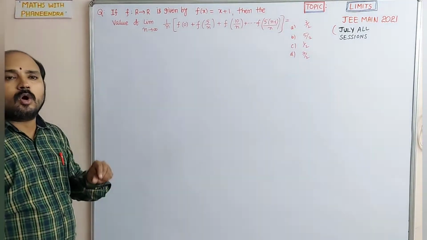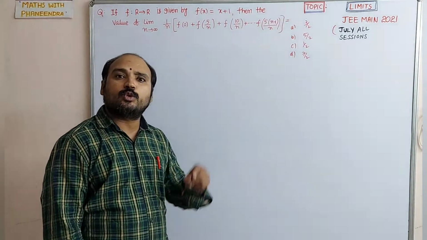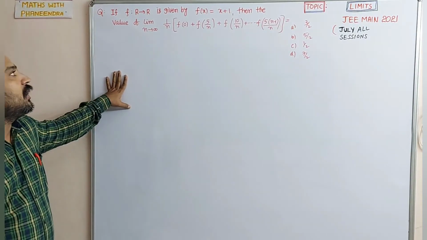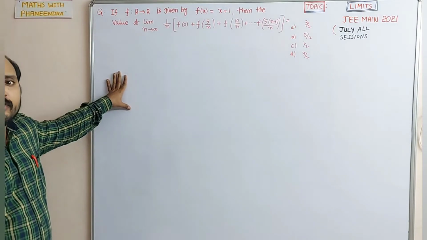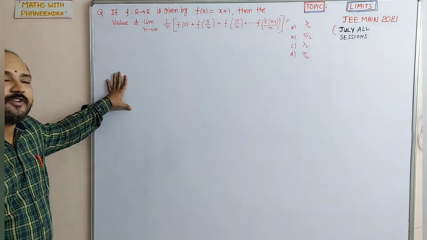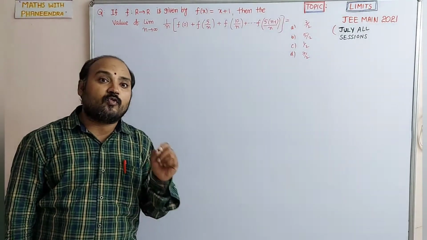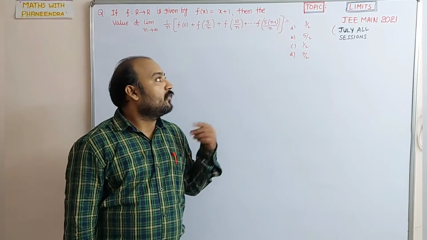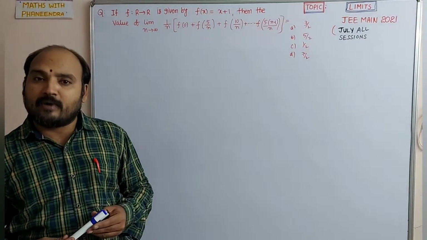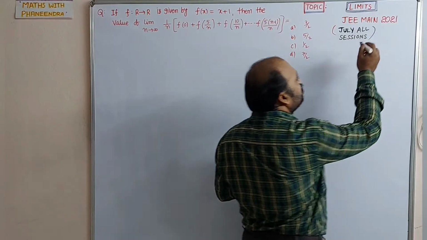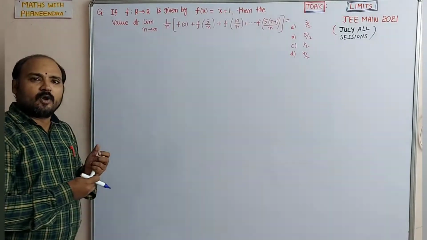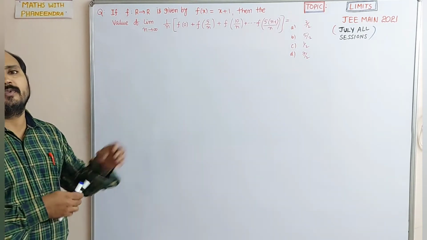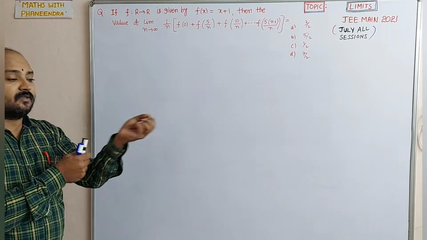If f from R to R is given by f of x equal to x plus 1, then the value of limit n tends to infinity 1 by n, f of 0 plus f of 5 by n plus f of 10 by n plus and so on, f of 5 into n minus 1 divided by n equals, options 3 by 2, 5 by 2, 1 by 2 and 7 by 2. See how we are going to do this problem. This problem belongs to limit as summation, limit as integration.